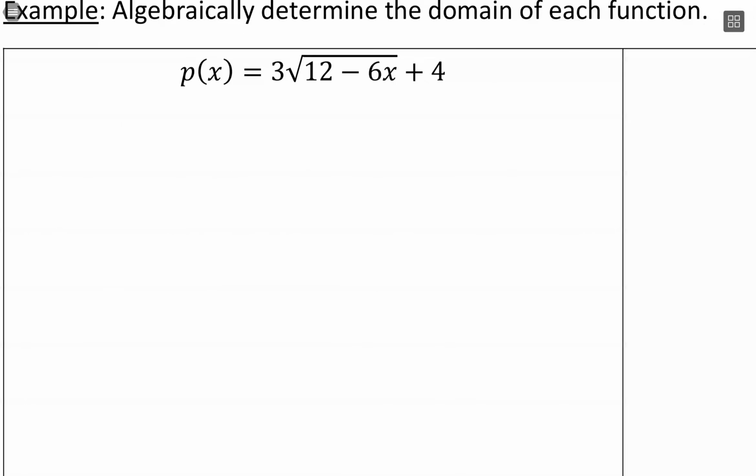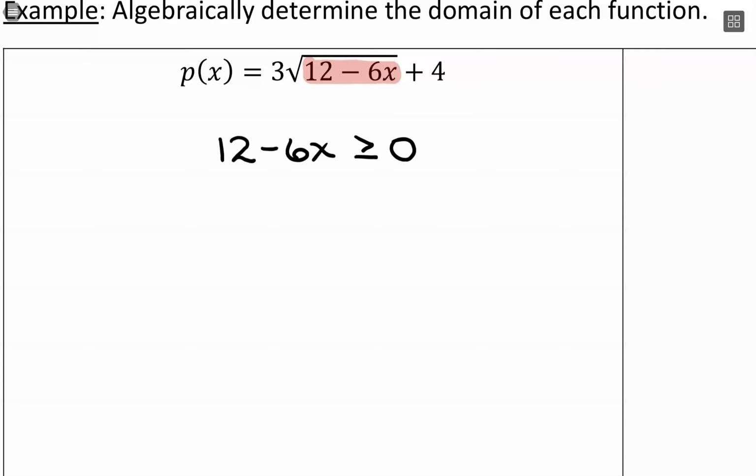When I'm looking at this, the 3 is good, this plus 4 is good, but where my domain's going to be restricted is with that radical. And it's all about what's underneath the radical. So to figure out the domain, I'm going to take what's underneath that radical, just the 12 minus 6x, and the result of that calculation has to be more than or equal to 0. Now that I have this relationship, I can solve for x, finding which values for x make this work.